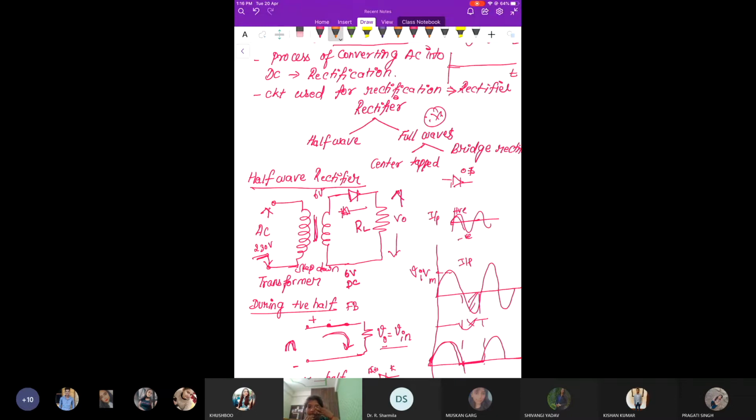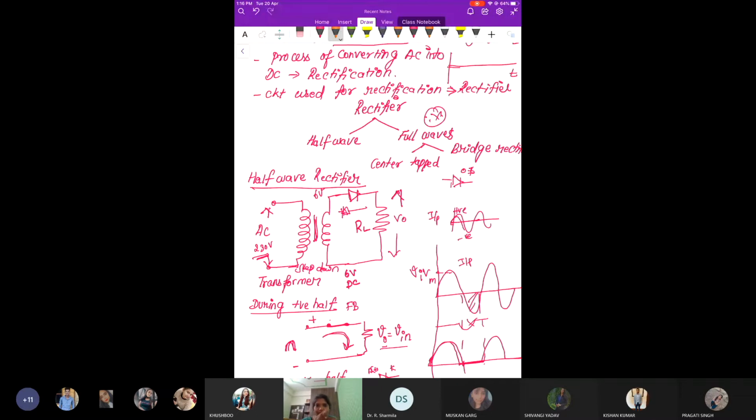Okay. So half wave rectifier means what? Whenever you are giving your input signal, the input signal is an AC signal, that is an alternating signal, for example a sine waveform. So if you are using a half wave rectifier, you will get output during any one cycle, either positive cycle or negative cycle.